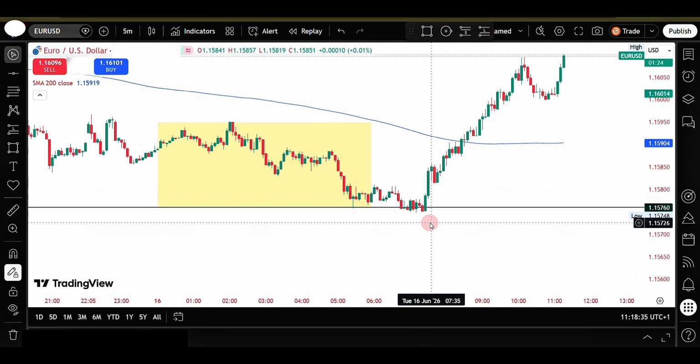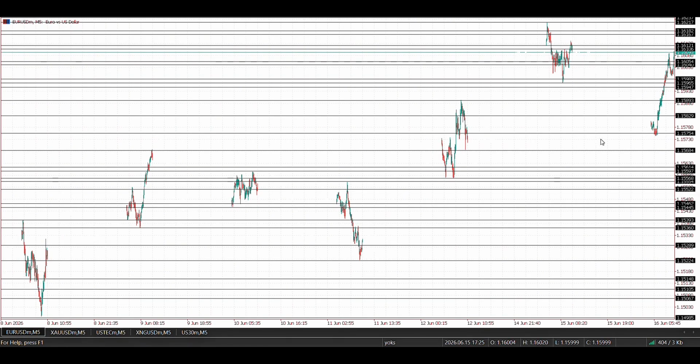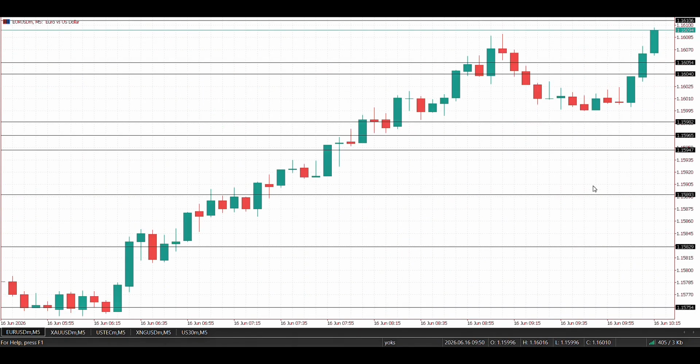You always look for a breakout, but even after you see the breakout, that's not all. I came back to the sessions chart. Let me zoom in for the London session for today.